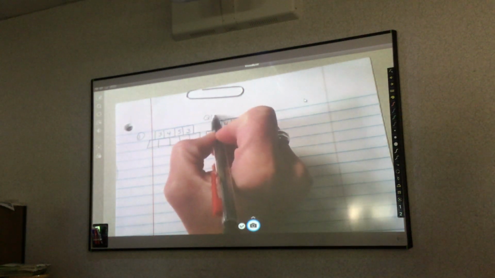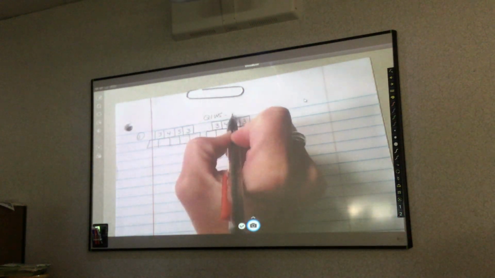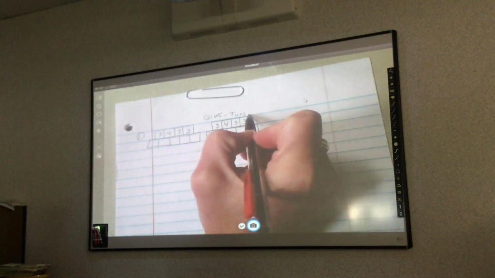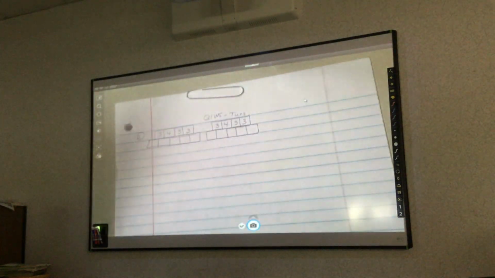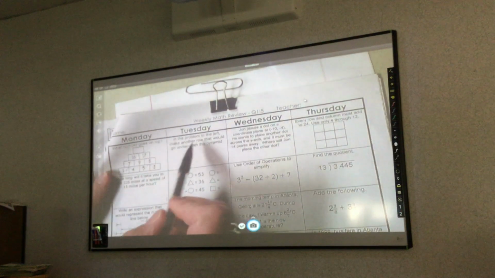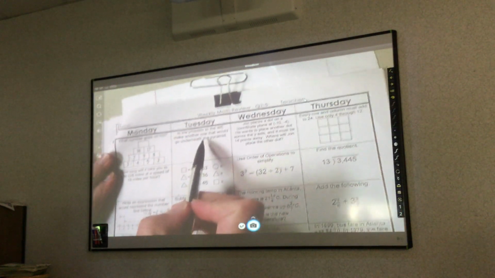Q1, week 5, and today is Tuesday. It says, in the problem to the left, make another row that would go underneath the pyramid.